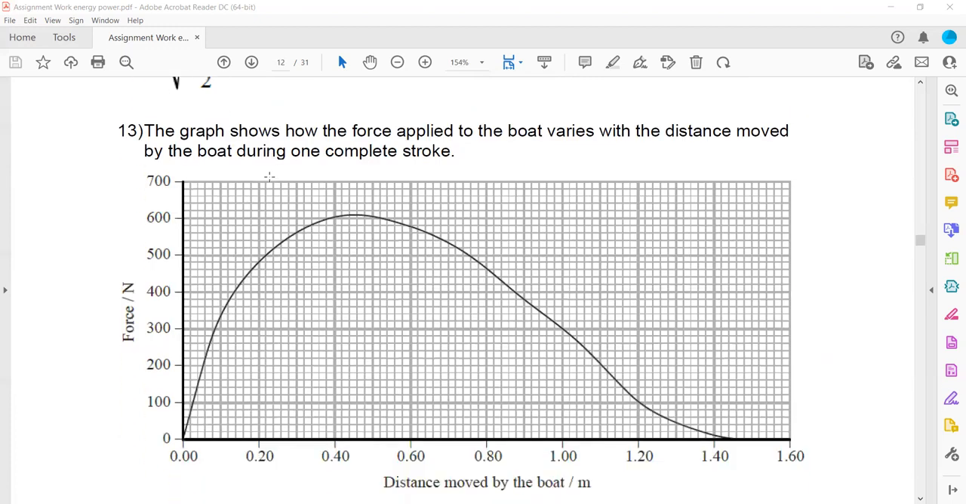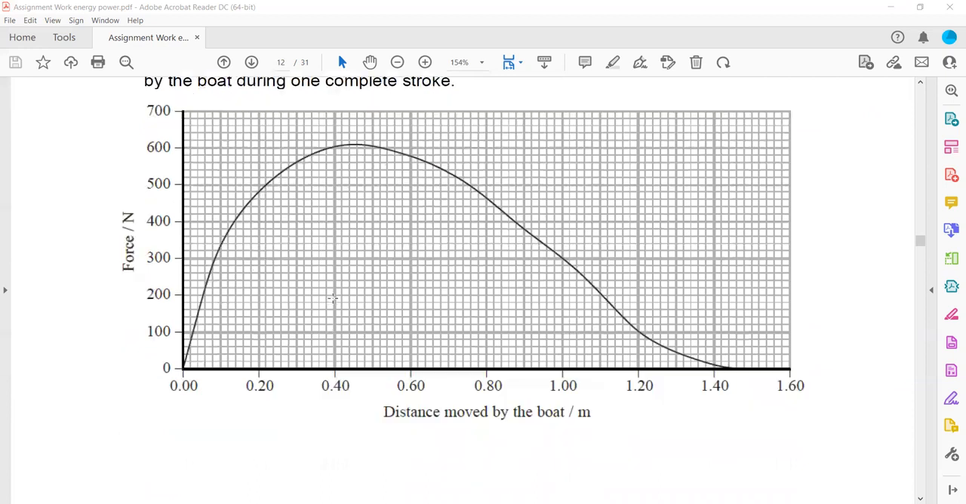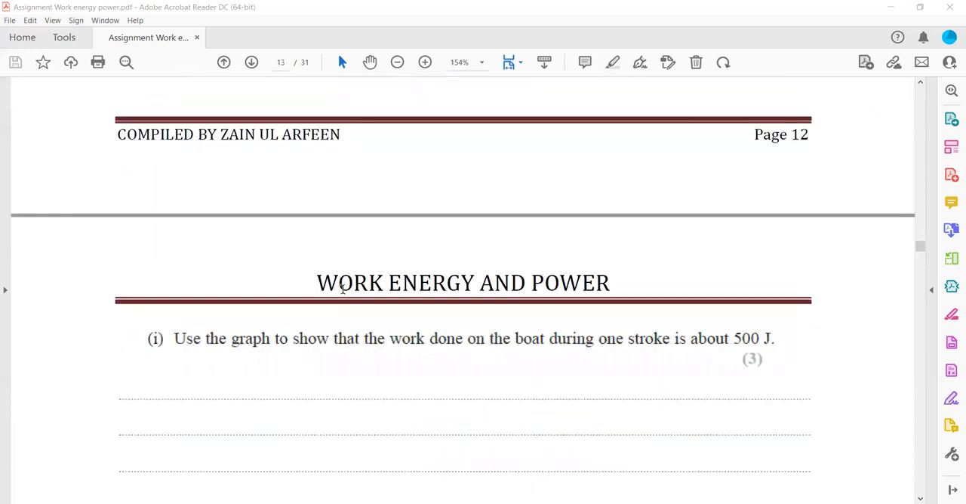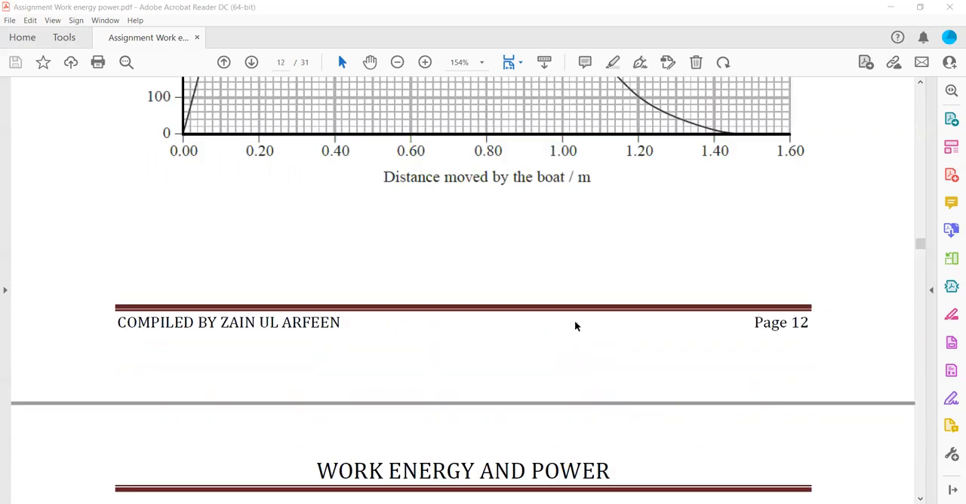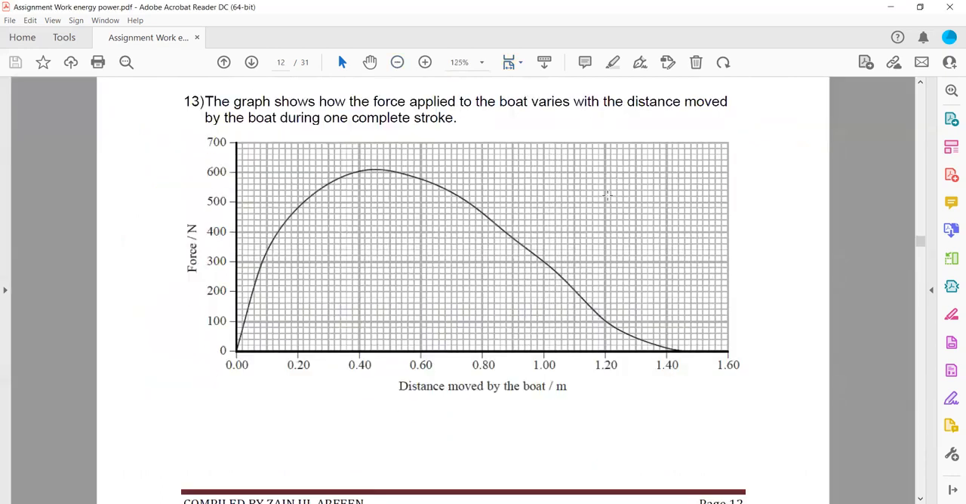The next is: the graph shows how the force applied on the board varies with the distance moved during one complete stroke. Use the graph to show that the work done on the board during one stroke is about 500 joules. This is a non-linear graph, so it does not have a definite regular shape. We have to divide this graph into parts.